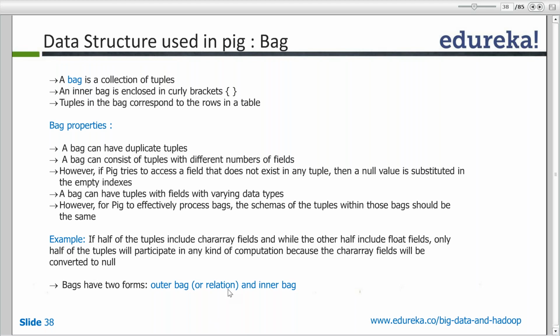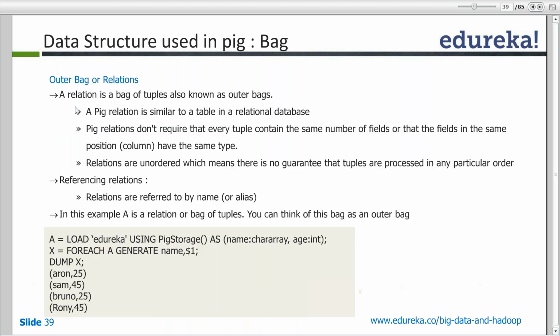Outer bags are the relations which we have in Pig, the left-hand sides. A relation, a bag of tuples, is also known as an outer bag. A Pig relation is similar to a table in a relational database. So when I'm talking about a relation, that's the left-hand side I'm talking about.